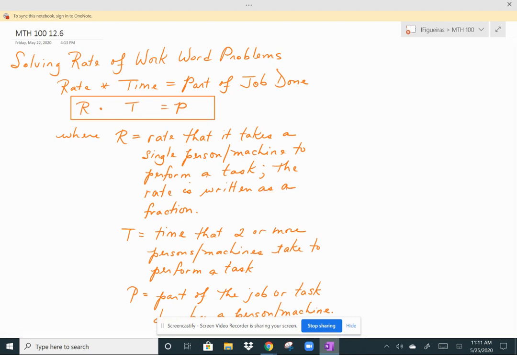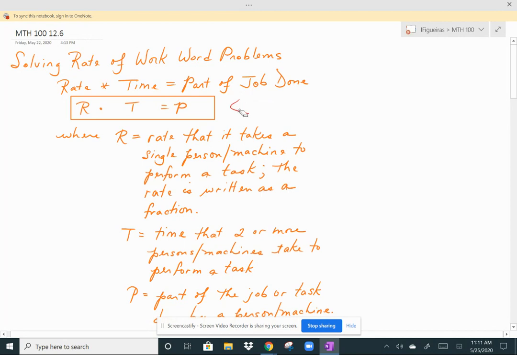Hi, this lesson is about solving rate of work word problems. The formula we'll be using to set up these problems is rate times time equals the part of the job done. So we'll be using the letters R times T equals P.